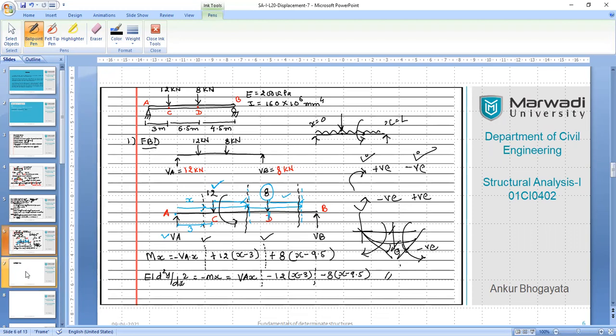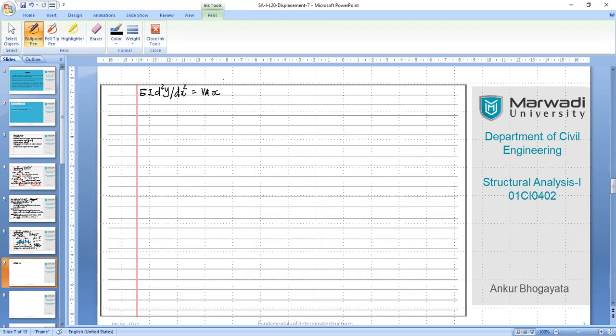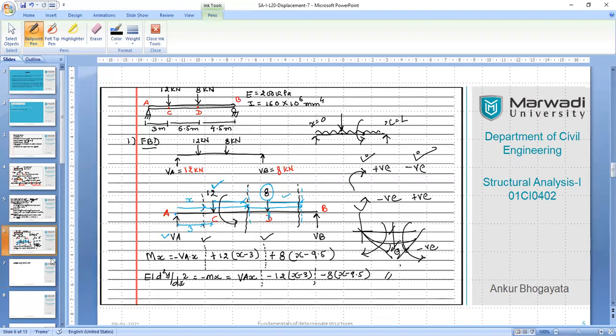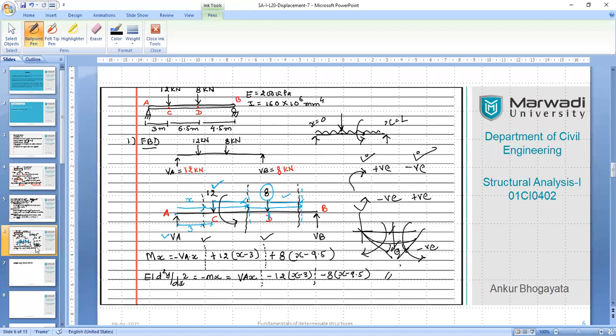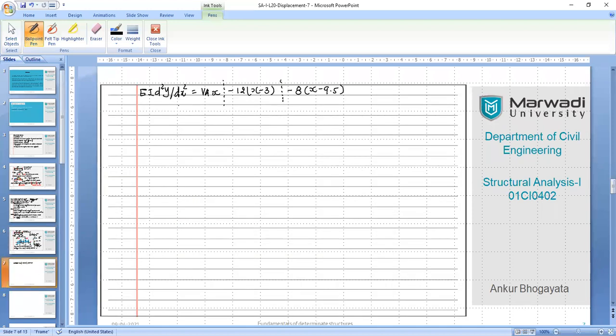then there is a segment for that, minus 12 (x minus 3). Then we have a segment again, minus 8 into (x minus 9.5), right? I hope till here there is no doubt about how to develop this equation and related questions. Now we will write down the slope equation.